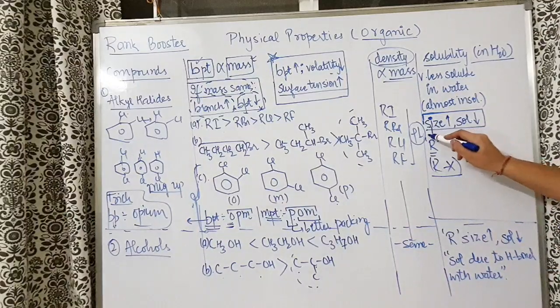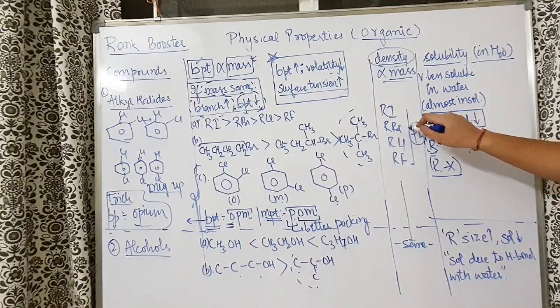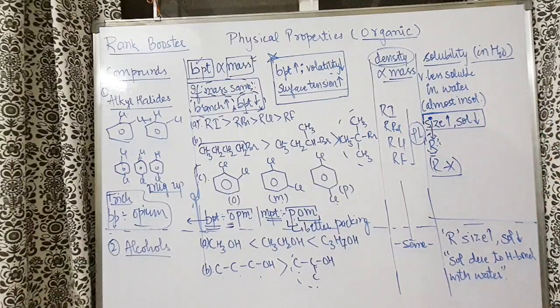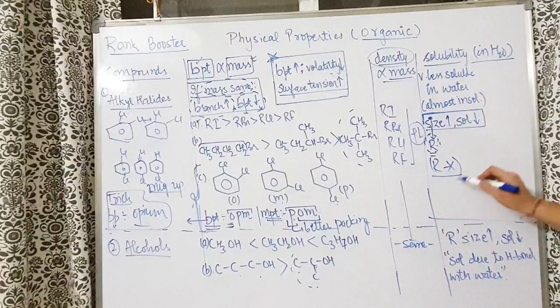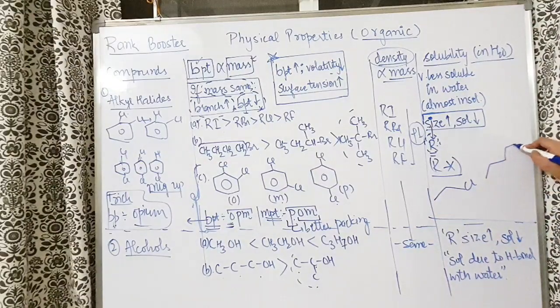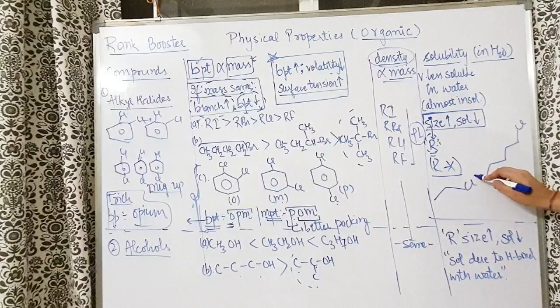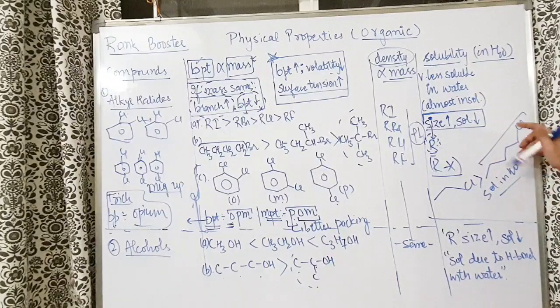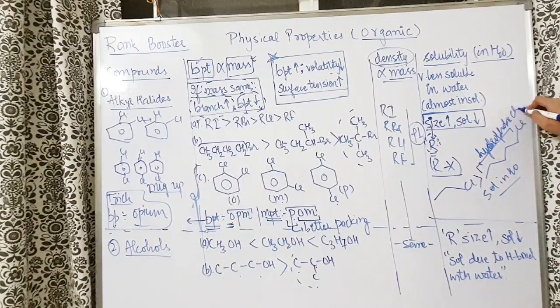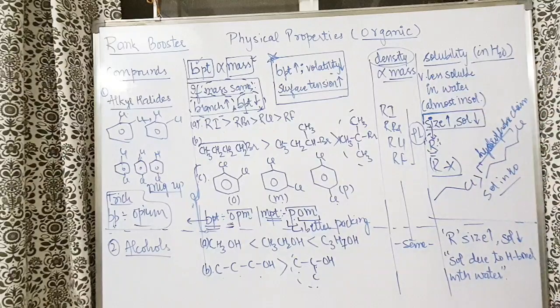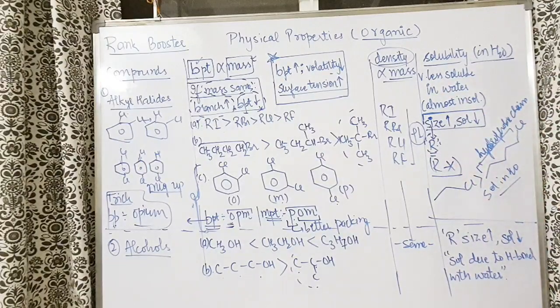There also, if the R size is more, that means the alkyl group size is more, then the solubility should be less. For example, with this Cl and this Cl, the solubility in water will be lesser for the alkyl group with the longer chain. Why? Because of the longer hydrophobic chain. This chain is called the hydrophobic chain, the water-hating chain. So if the hydrophobic chain is longer, obviously the solubility will be lesser.